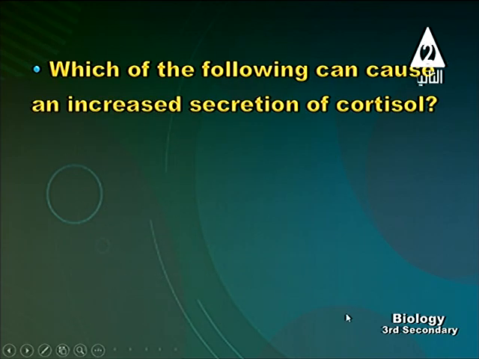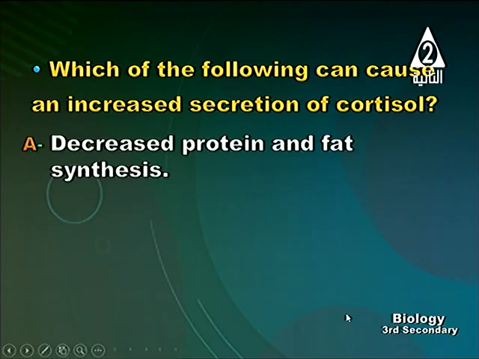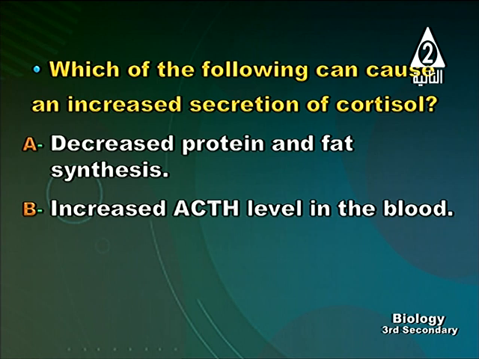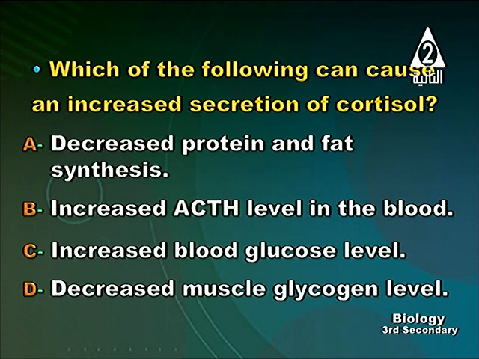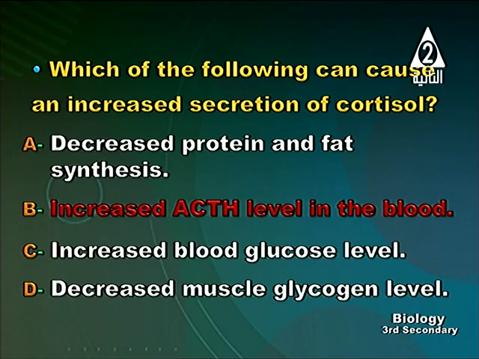Which of the following can cause an increase in the secretion of cortisol? Decreased protein and fat synthesis, increased ACTH level in the blood, increased blood glucose level, or decreased muscle glycogen level. Of course, cortisol is secreted by the effect of ACTH, which is secreted from the pituitary gland. So the increase in the secretion of cortisol is caused by increasing the level of adrenocorticotropic hormone.